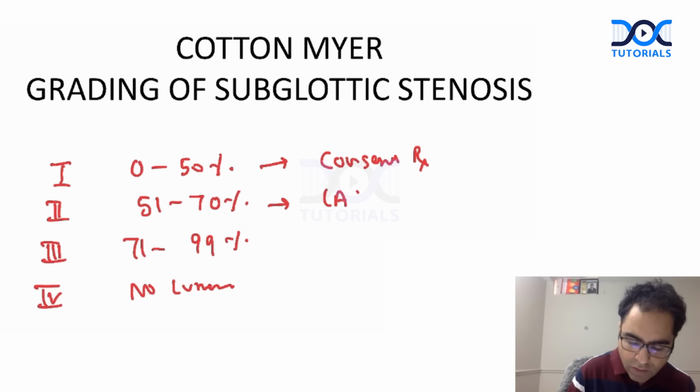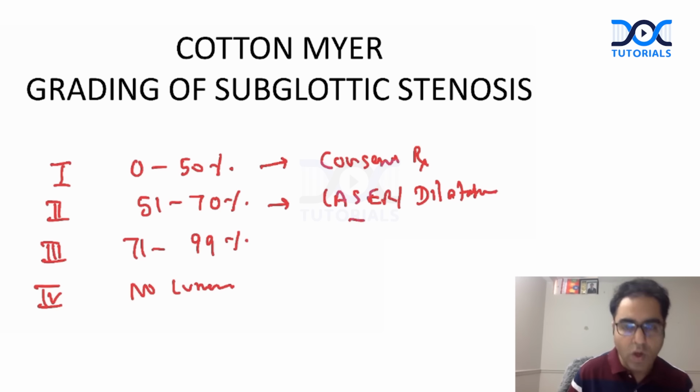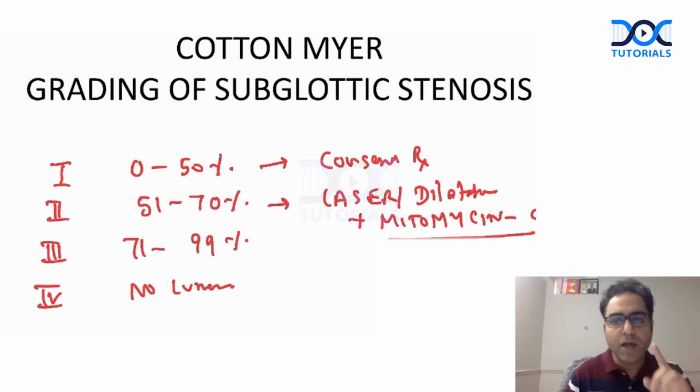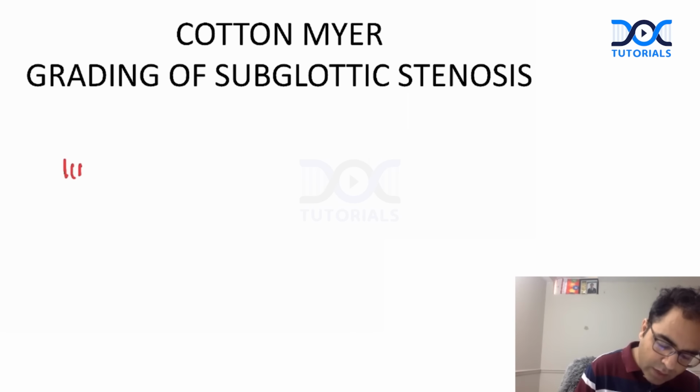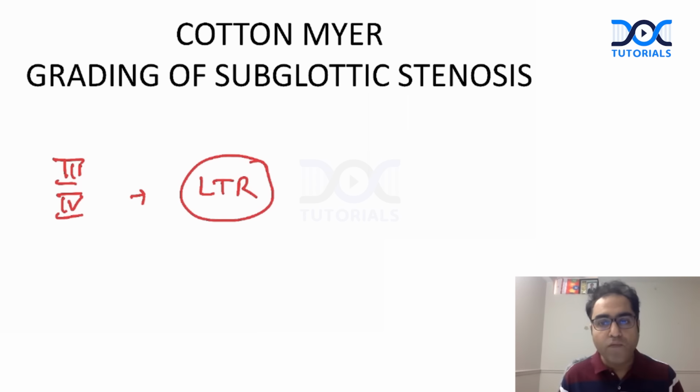You will need laser treatment, or you will need dilatation, and you need to apply mitomycin C. After you dilate it with the dilators, you apply which drug? Mitomycin C. Okay. And grade 3 and grade 4 will need proper surgery called laryngotracheal reconstruction, followed by the placement of a special tube called Montgomery's silicone tracheal T tube.